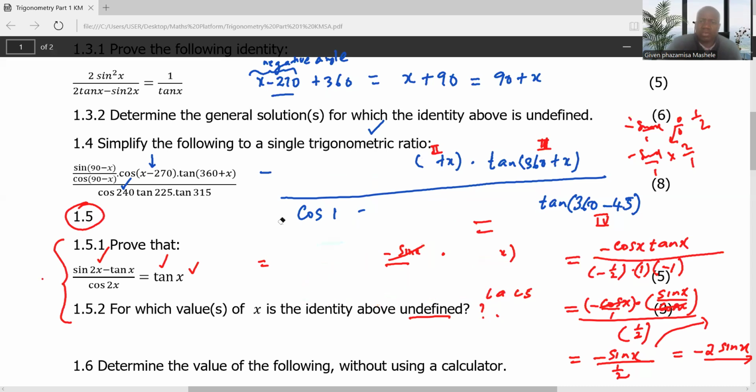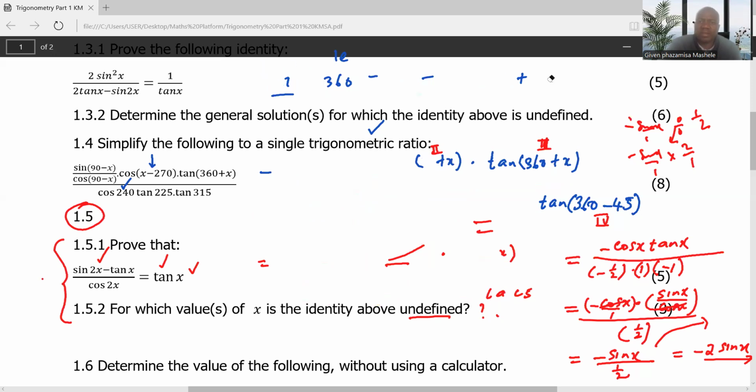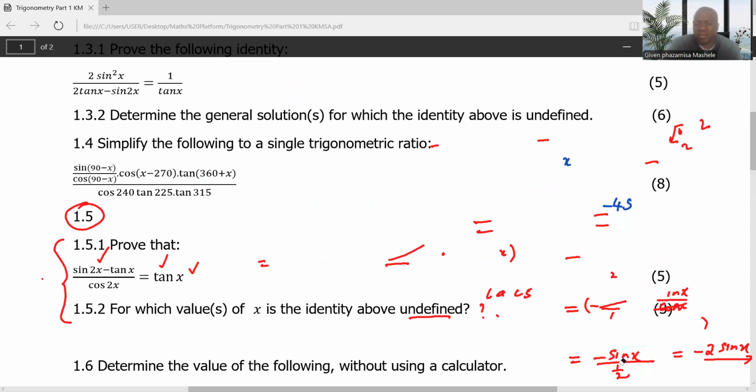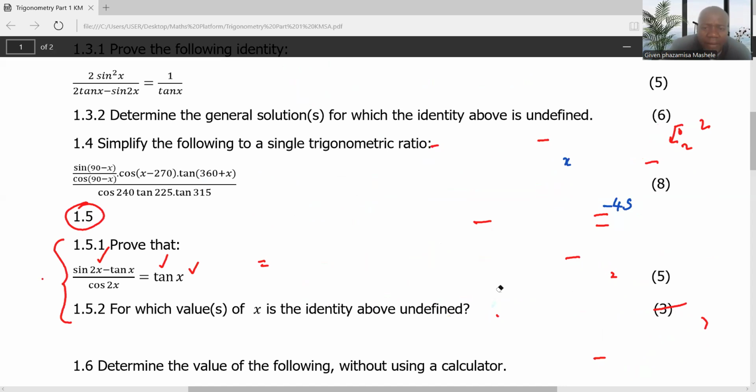So they want us to prove that the left and the right hand side are equal. While we are proving, we can just say, let's move on to the next question. Then 1.5.2, you will solve the first one, 1.5.1, you'll do it. Then the second one we will do it together.